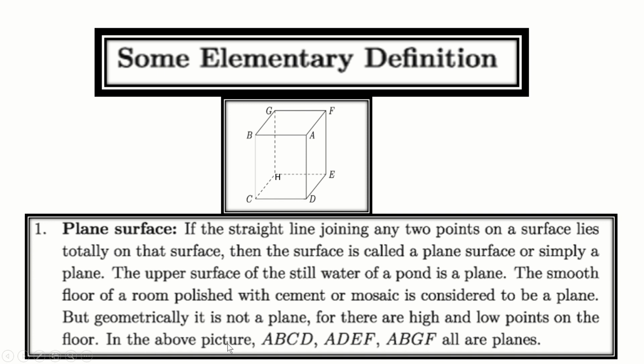In the above picture, A, B, C, D, then A, D, E, F and A, B, C, F are all planes. Clear?